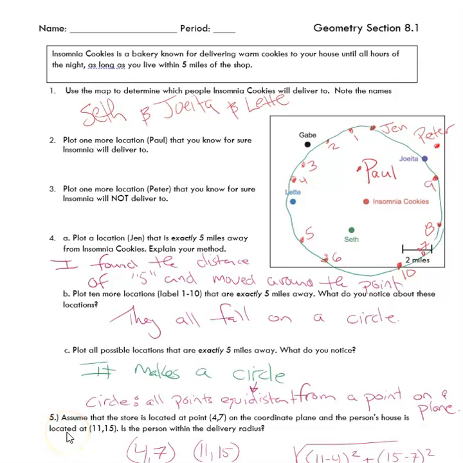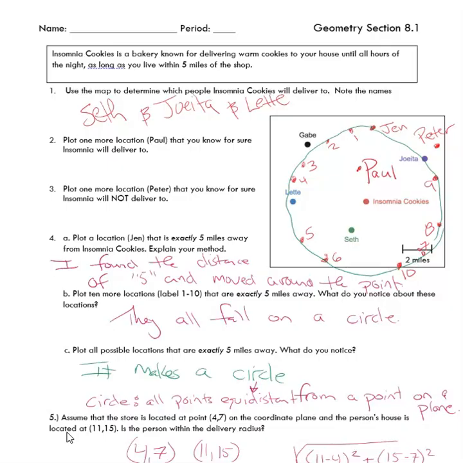We are jumping into section 8.1. It says Insomnia Cookies is a bakery known for delivering warm cookies to your house until all hours of the night, as long as you live within 5 miles of the shop. So number one says use the map to determine which people Insomnia Cookies will deliver to.